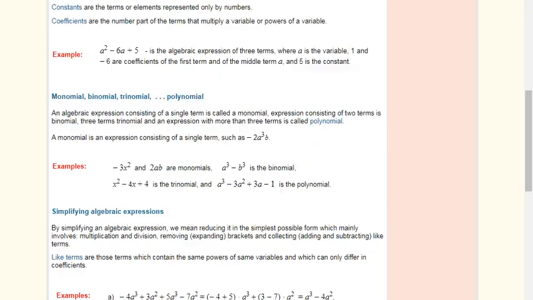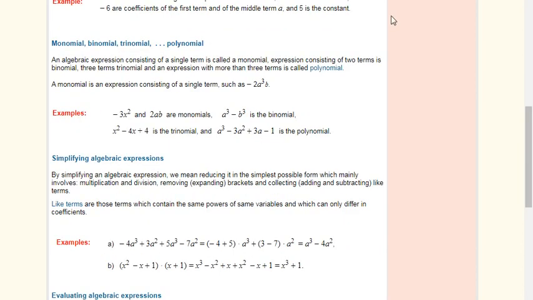Okay. Now check this monomial. There should not be any plus or minus sign between the two terms. So minus 3x square is separate, 2ab is separate. So these two are separate monomials. Over here, a cube minus b cube. This is a binomial. There is a minus sign which separates two terms. Two terms, right? In trinomial, minus plus, there are three terms. So that's why it's trinomial.